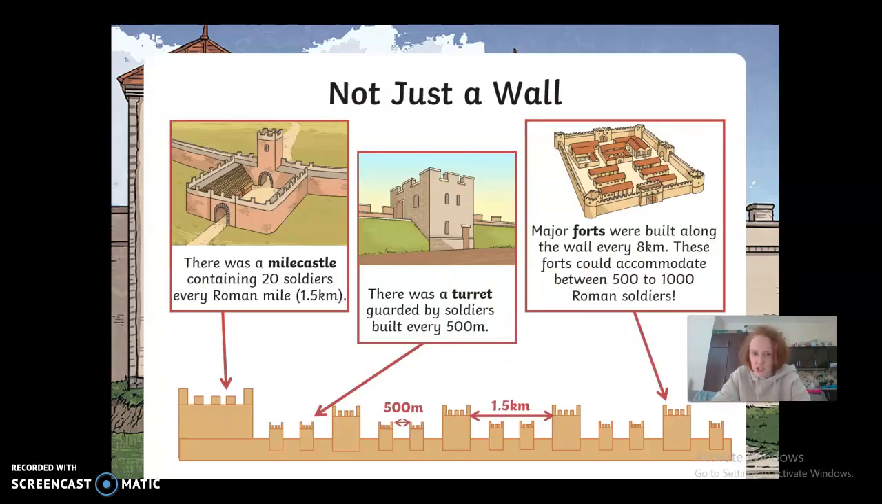What were the features of the wall? There was a milecastle containing 20 soldiers every Roman mile. 1 Roman mile was 1.5 kilometers. There was a turret guarded by soldiers built every 500 meters. That's like the size of the quad in school. And then there were major forts that were built along the wall every 8 kilometers, as if the distance between Dalma Mall and Khalifa City A. These forts could accommodate between 500 and 1,000 soldiers at once, so it was massive.